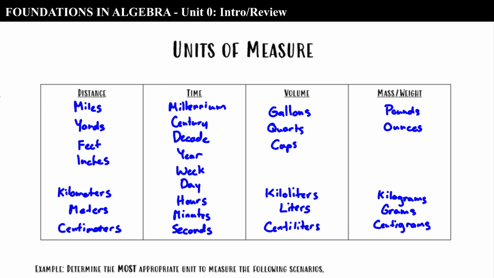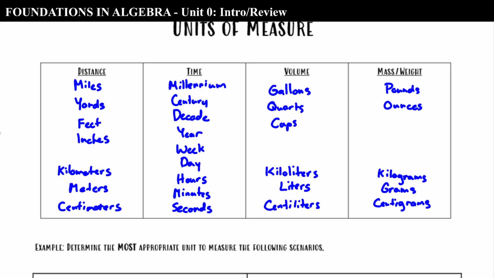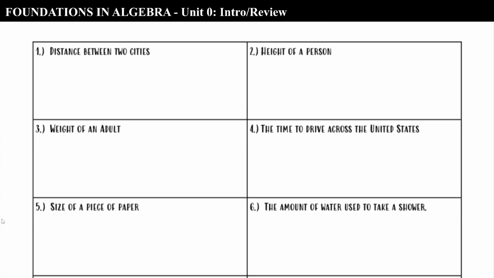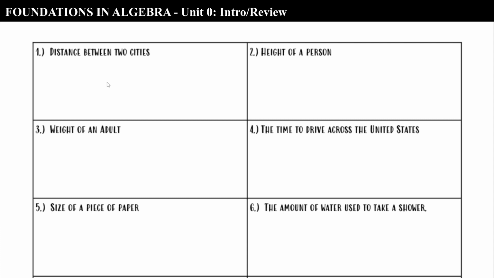All right, so now that we have a good mix of units and measures, let's talk about the most appropriate unit of measure to use for the following situations. So the distance between 2 cities, you would most likely use miles for that. You could also use kilometers. For a height of a person, typically we measure the height of a person in feet. The weight of an adult, we're going to most typically talk about pounds.